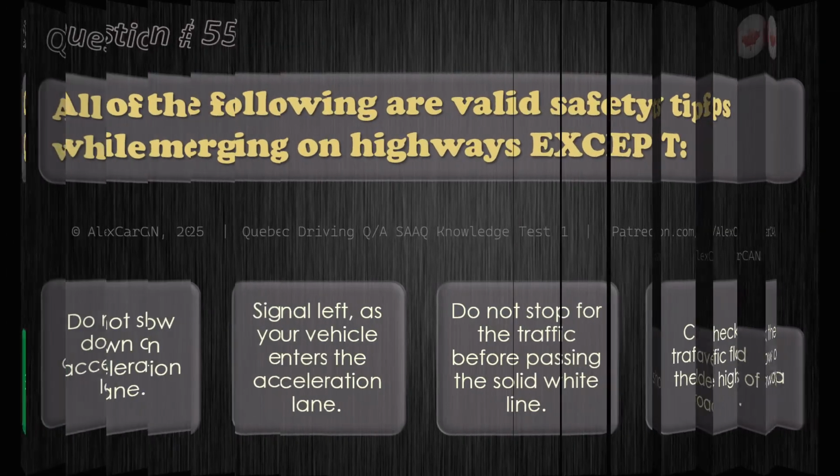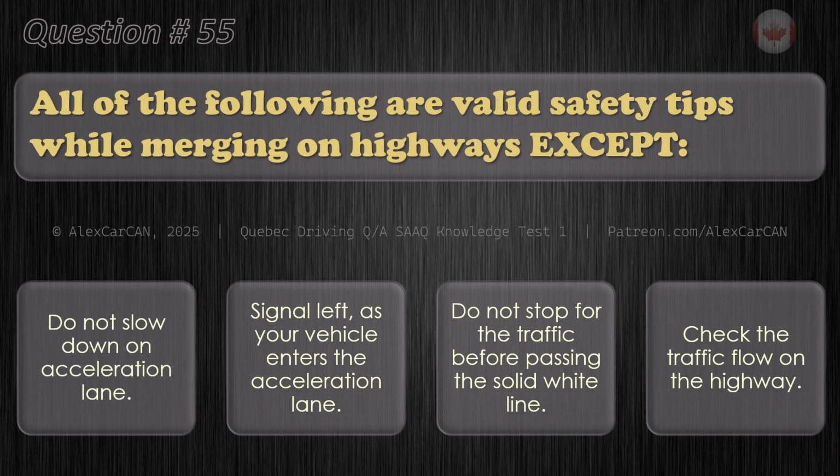Question number 55. All of the following are valid safety tips while merging on highways except: do not slow down on the acceleration lane. Signal left as your vehicle enters the acceleration lane. Do not stop for the traffic before passing the solid white line. Check the traffic flow on the highway. The correct answer is: do not stop for the traffic before passing the solid white line.